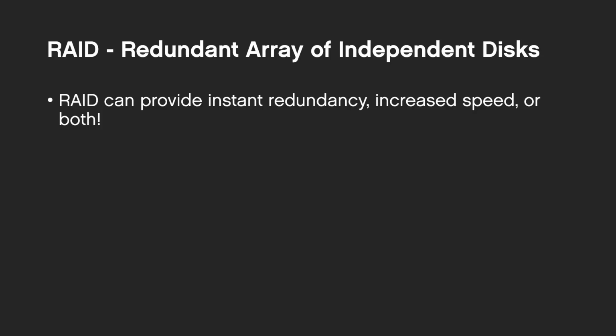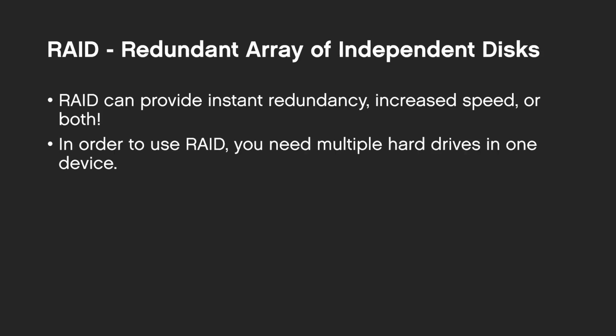So RAID basically can provide instant redundancy, increase speed, or both. And the way that it does that is it basically uses multiple hard drives as one hard drive, and the computer sees it as one. And that's a huge advantage for a number of reasons. Now, in order to use RAID, you need multiple hard drives inside of one device. What I mean by that is if you have one external hard drive, like this is your main photo drive, you can't be like, well, Forrest, can I configure this drive as RAID? No, RAID is a redundant array of independent disks. Independent disks meaning you have multiple disks, multiple hard drives inside of the same box. So it's very important to understand that.